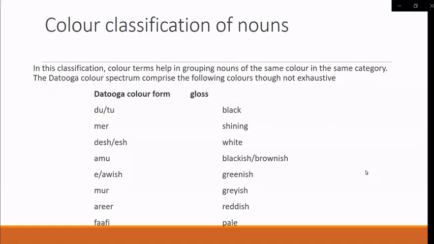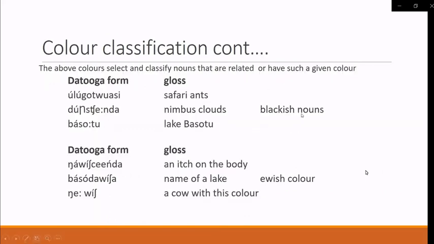Let's come to color classification of nouns. With this color classification, Datooga has a spectrum of colors, although this one is not exhaustive. So you have black, shining, white, brackish or brownish, greenish, grayish, reddish, pale; all these are colors. And in these, we have nouns that are related to such colors. They are categorized using the color term. For instance, we have brackish nouns. We have safari ants, nimbus cloud, and lake Basotho. And here, this is the color, and here we have the black color.